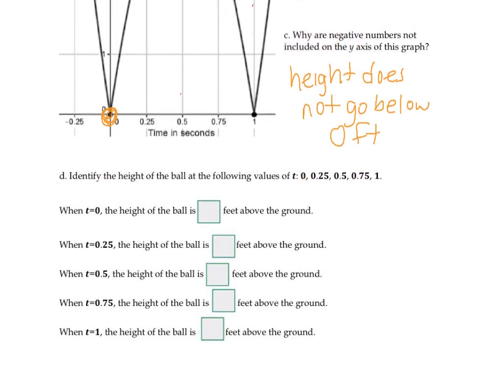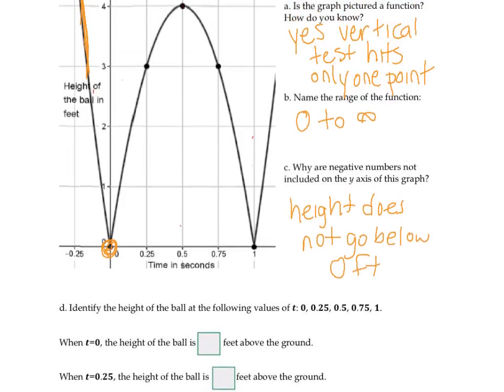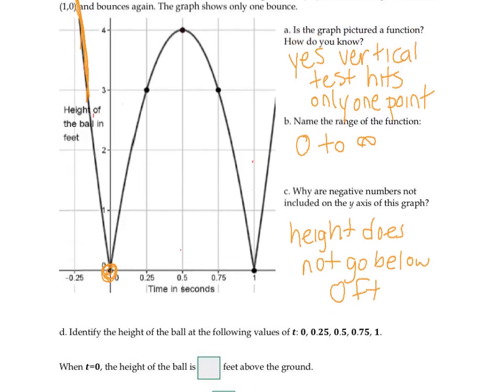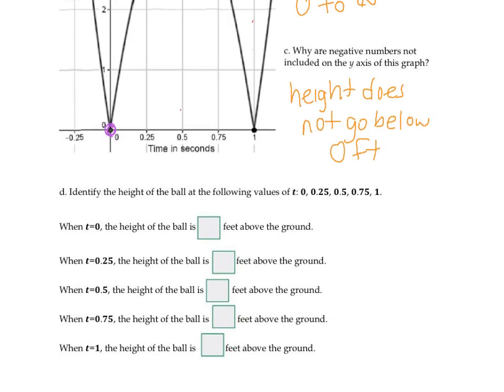So now we can go on to part D. Identify the height of the ball at the following values. So when t equals 0, the height of the ball is, so we can look back up at the graph, when t is 0, the graph point is right here in purple. So that's at 0, 0. So the height of the ball is 0 feet above the ground.